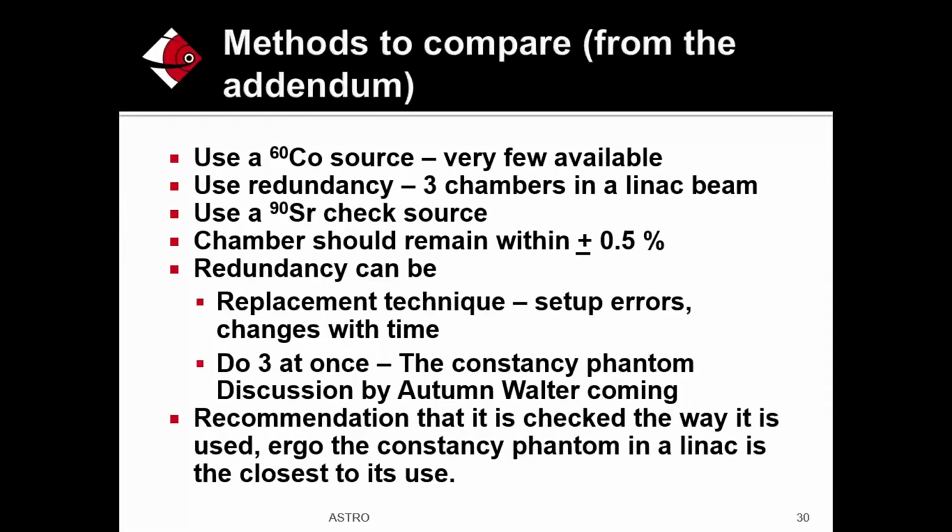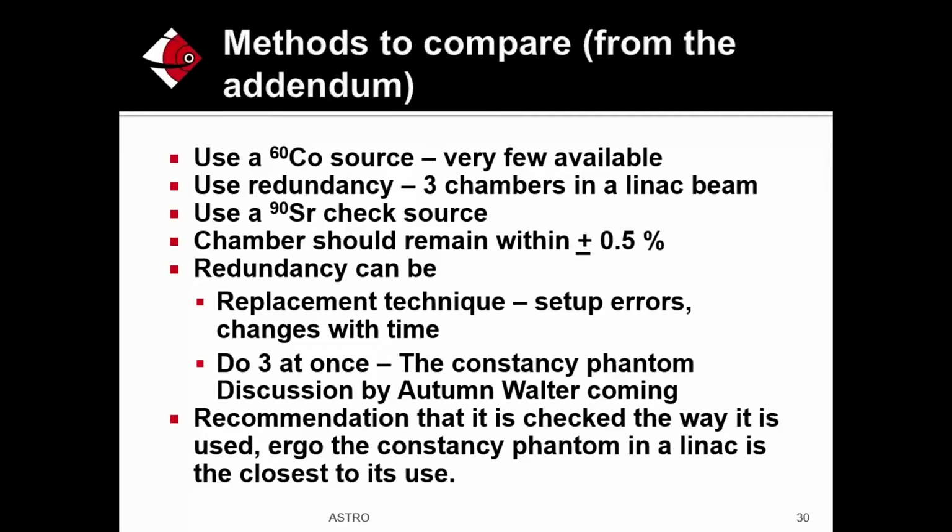So here are the methods from the Addendum. Use a cobalt source. Very few people have a cobalt source available. So use redundancy, 3 chambers in a LINAC beam, or use a strontium-90 check source. Chamber should remain within plus or minus 0.5%. Redundancy is a better method than the strontium check source, and it's a replacement technique, but there you have setup errors, changes with time, or do all 3 at once. Autumn Walter will talk about the constancy phantom coming up.